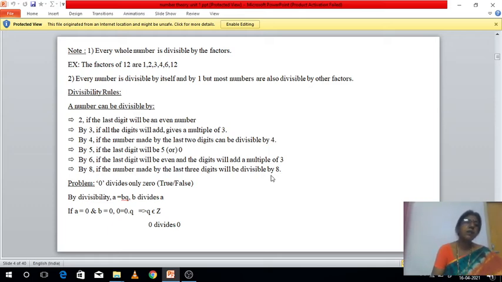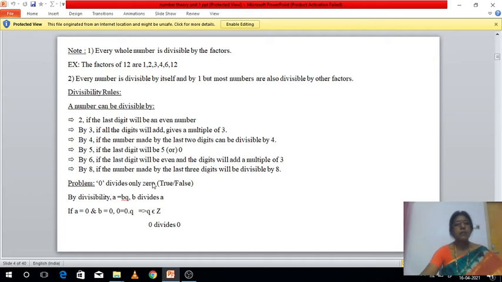Now we can observe whether a number is divisible by 3, 4, 5, 6, 8 without actually dividing the number by 2, 3, 4 or any number. Using these points we can tell whether the number is divisible by 2, 3, 4 or any single digit. Now we see a problem.